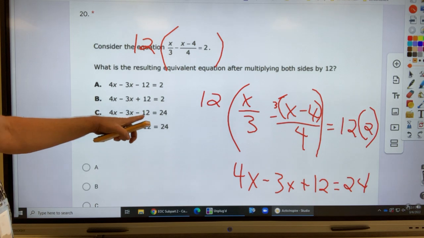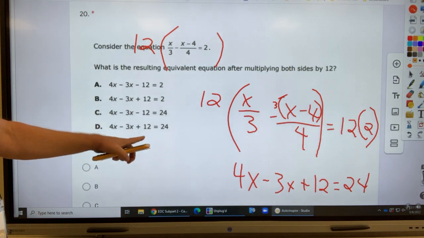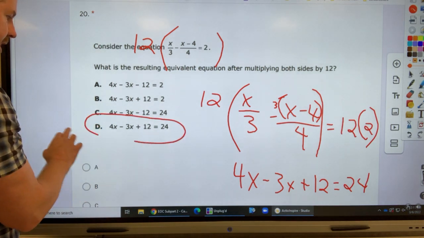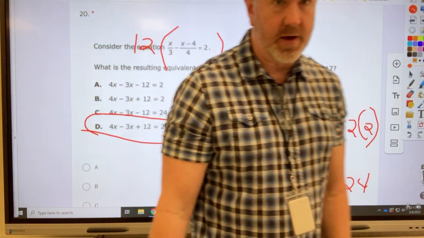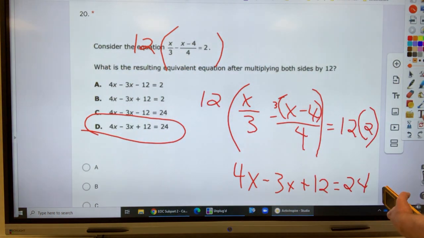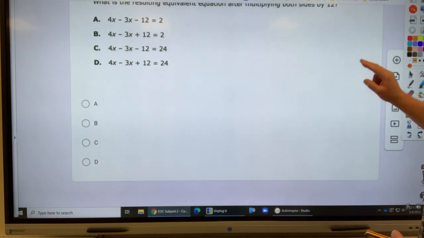4x. Oh, okay. They didn't even take it any further. They were just looking to make sure you could keep up with all those signs, which is tricky on that problem. Not going to pretend it's not. All right, and that is it for this set.